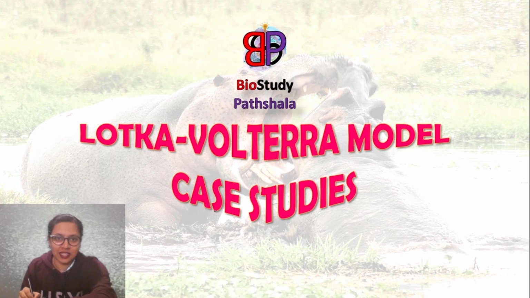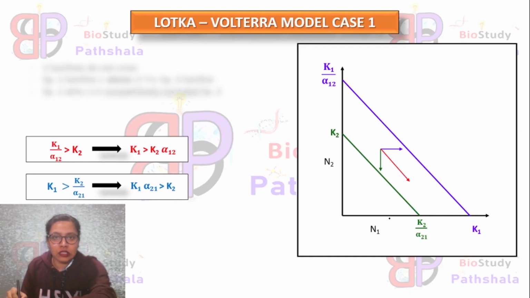So let's get started. Before clarifying these four cases, I want to clarify the graph. You can see N1 is on the x-axis, denoting the species 1 population, and N2 is on the y-axis, denoting the population of species 2. And you can see this is K1 and this is K2. K1 is the carrying capacity of species 1, while K2 is the carrying capacity of species 2.